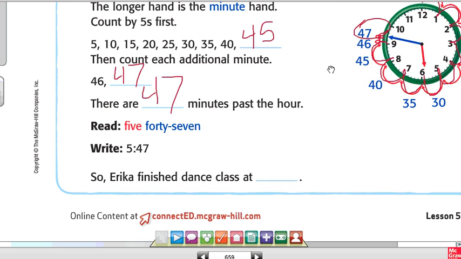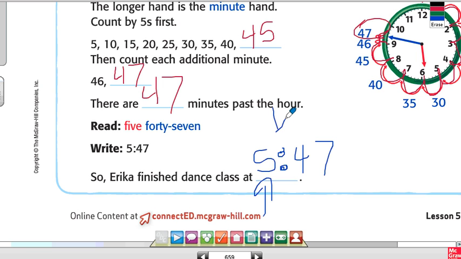Okay. So Erica finished the dance class at what time? 5:47. What does the first number represent? The hour. Good. And then this is called a colon, which separates the hour and the minutes, and then obviously the next 2 numbers represent minutes. So the hour first, then the colon, and then the minutes.